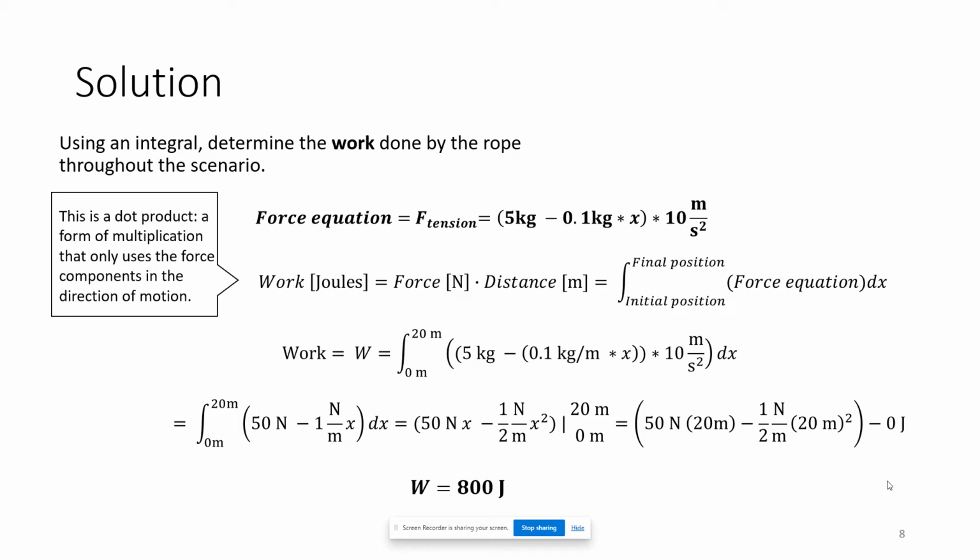We can solve that by plugging in 20 and 0. When we plug in 0, because both terms are being multiplied by it, the resulting work from that initial point is 0. So we just need to solve it with 20 meters plugged in for x. So we can do 50 newtons times 20 meters minus 1/2 newton per meter times 20 meters squared. What we get at the end of that is 800 joules.